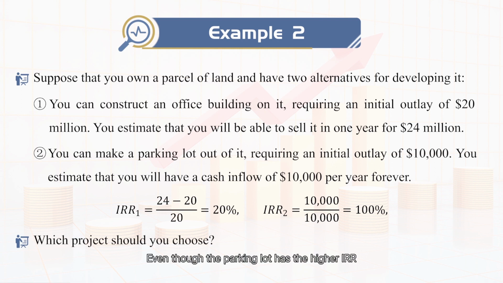Even though the parking lot has the higher IRR, you would not necessarily want to choose it, because earning $4 million once looks much better than earning $10,000 per year. This means the scale of the parking lot is small compared to the office building. In conclusion, since a project's IRR is independent of its scale, IRR is not a good measure for ranking mutually exclusive projects. However, the NPV is a better one.